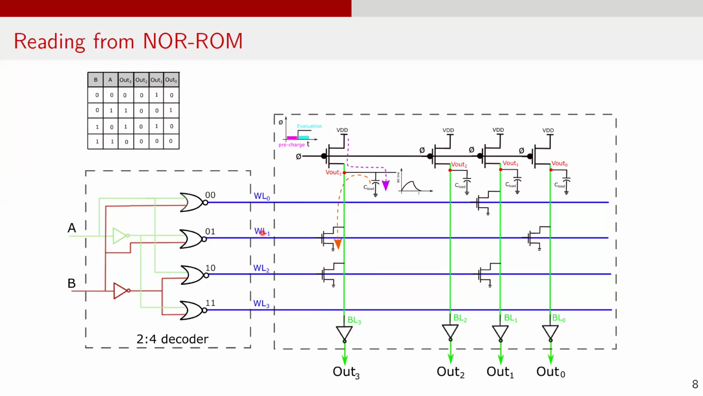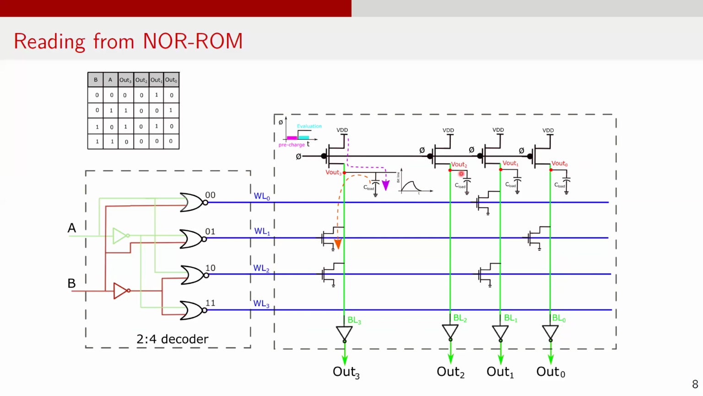Suppose the word line 1 gets activated and there is a logic 1 at it, while all other word lines still remain at 0. With word line 1 at logic 1, the NMOS transistor connected at the intersection of word line 1 and bit line 3 turns on. At this point, the node Vout3, which is pre-charged to VDD, is pulled down to 0 or logic low. As a result, the value on bit line 3 becomes 0. Similarly, for bit line 0, the NMOS connected to word line 1 also has a logic 1 at its gate, pulling the value of Vout0 to logic 0. This sets bit line 0 to logic 0.